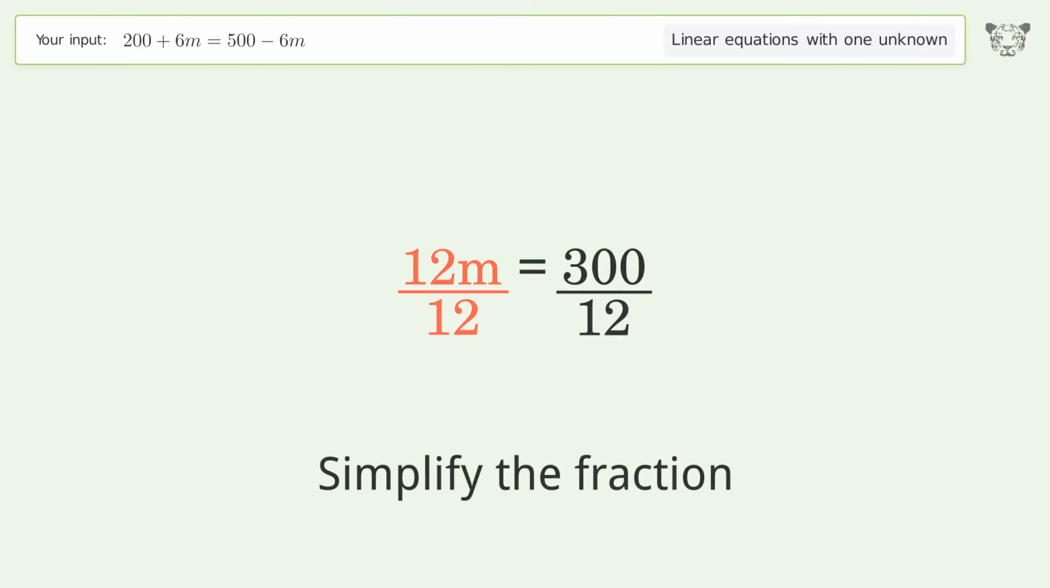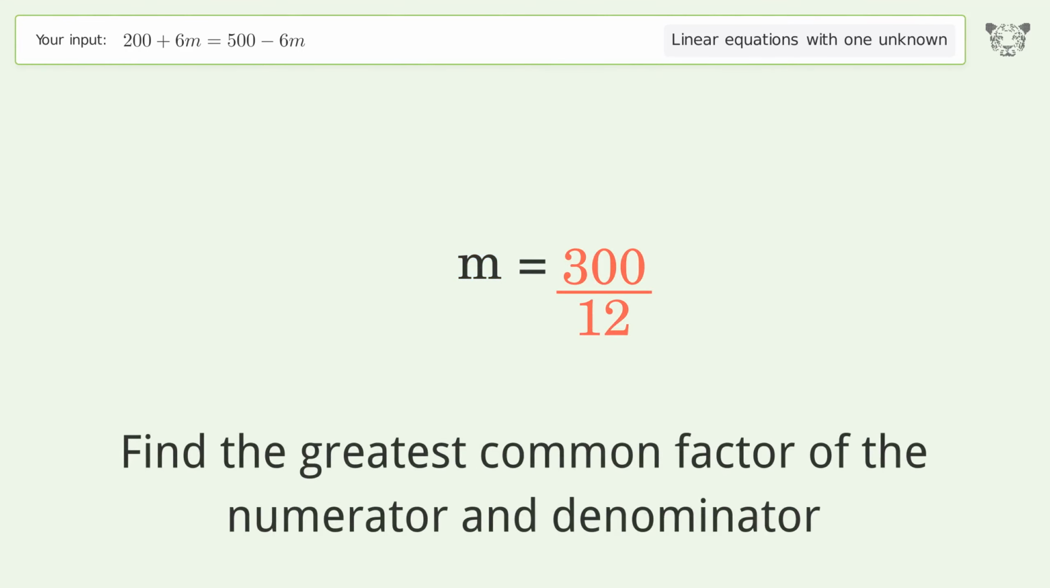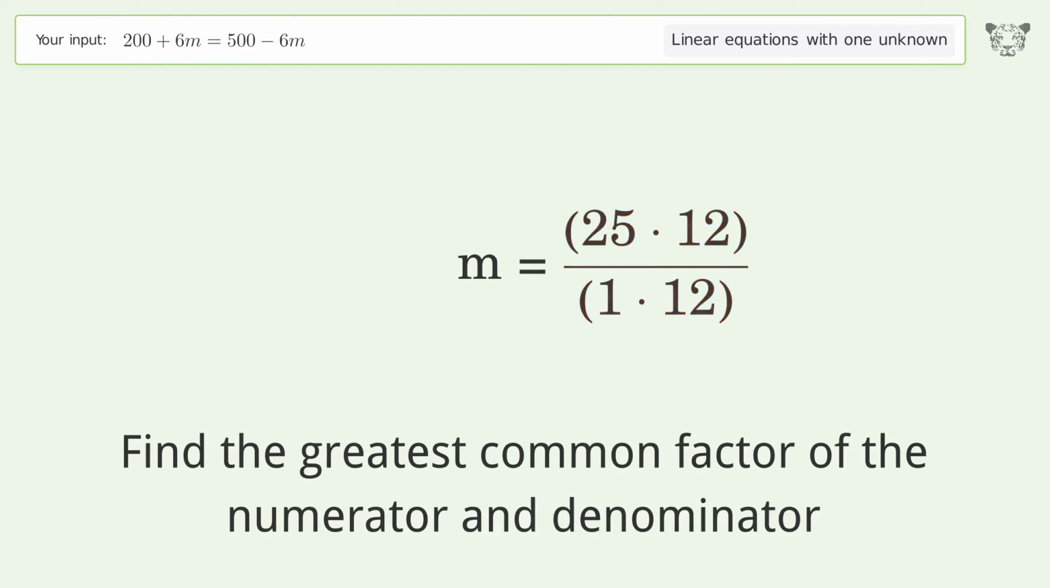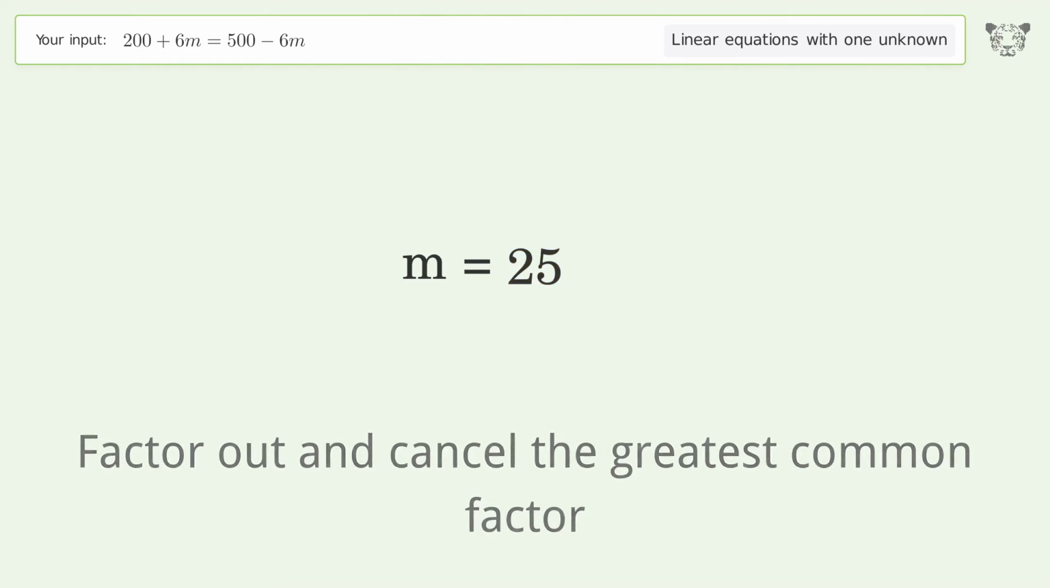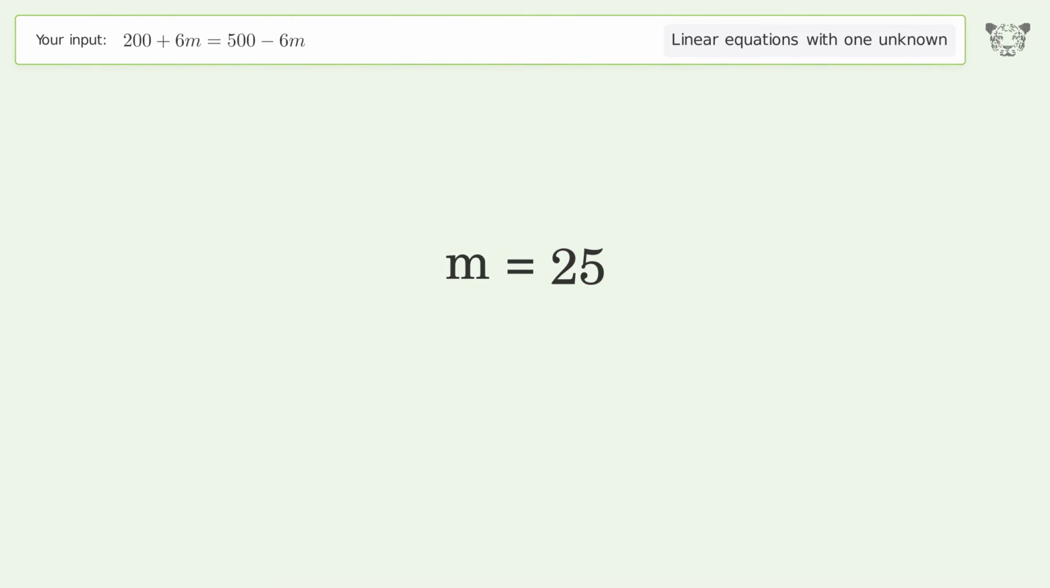Simplify the fraction. Find the greatest common factor of the numerator and denominator. Factor out and cancel the greatest common factor. And so the final result is m equals 25.